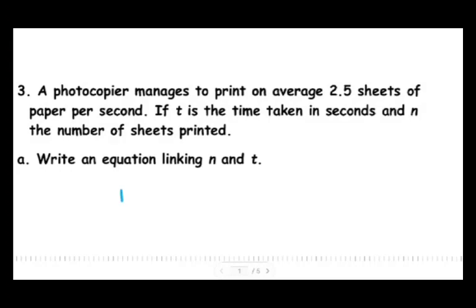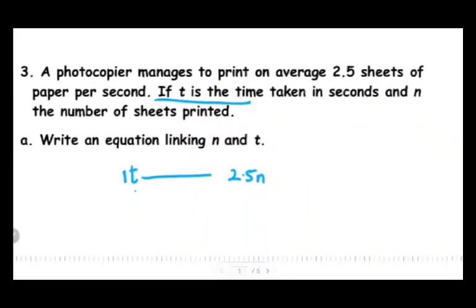In 1 second, if T is the time, the number of sheets printed is 2.5. So accordingly, we have to write an equation linking N and T. The equation is as simple. We will have to multiply.